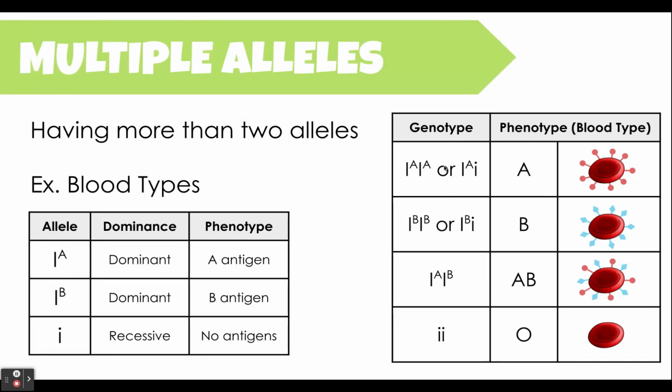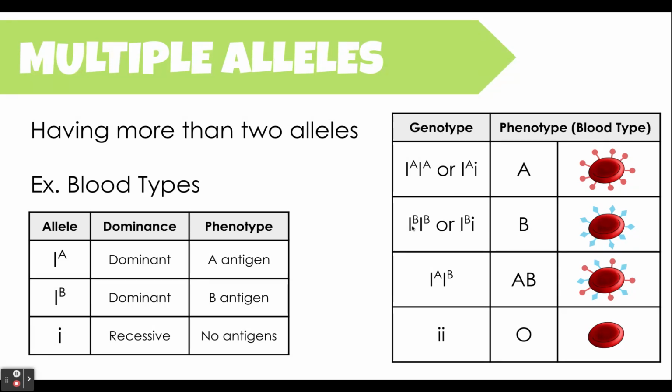The genotype associated with each of these is, in order to have type A blood, where you only have the A antigen on the outside of your blood cell, you can either be homozygous for the A allele, or you can be heterozygous where you have the A allele plus the recessive allele, because A is dominant over the recessive i. Similarly here for type B blood, you see the B antigens on the outside of the blood cell.